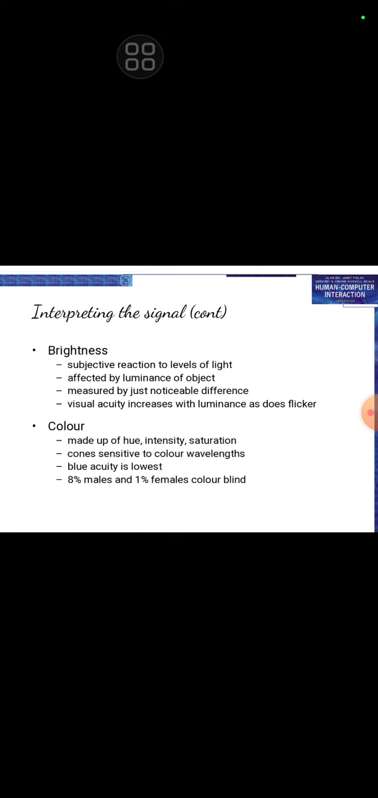There are two descriptions to cover: brightness and color. Brightness is the subjective reaction to levels of light, affected by the luminance of the object and measured by just noticeable difference. Visual acuity increases with luminance, and it also reflects color. Color is made up of hue, intensity and saturation, and cones are sensitive to color wavelength. Blue acuity is lowest, and about 8% of males and 1% of females are color blind.